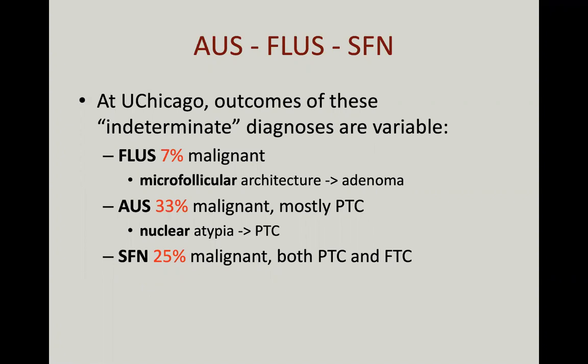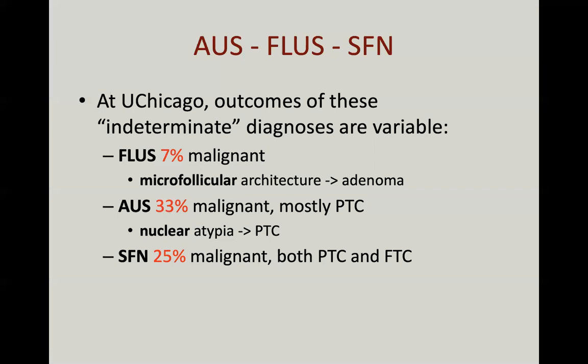Atypia of undetermined significance with that nuclear atypia ends up having a 33% malignancy rate. Most of them are PTC, which makes sense, right? Because you're catching that nuclear atypia, you just don't have a lot of cells. And sometimes PTCs can be sclerotic, can be calcified, can be hard to sample because of that stromal fibrosis. And so it's not surprising that these end up mostly being PTCs.